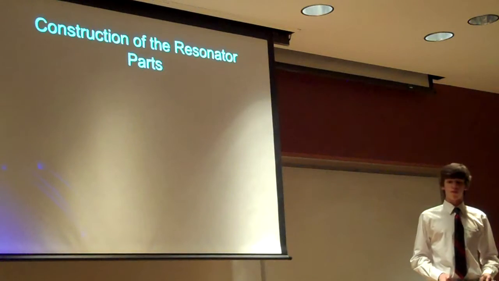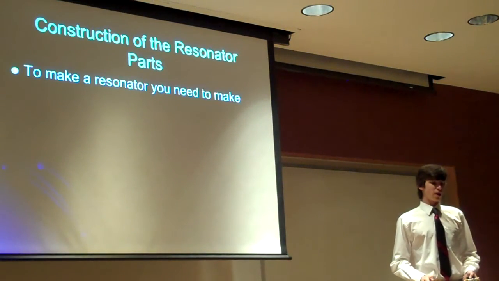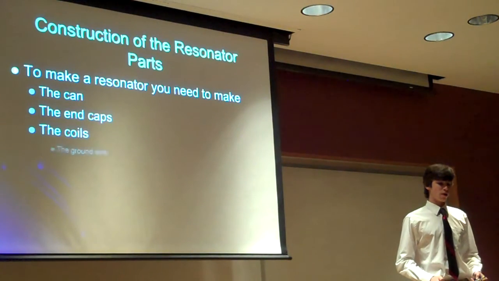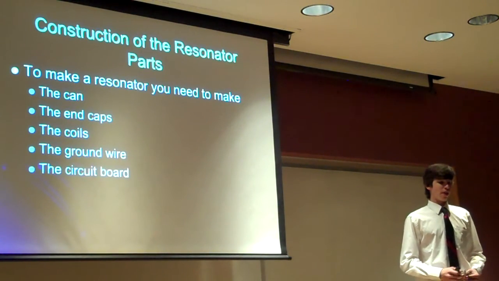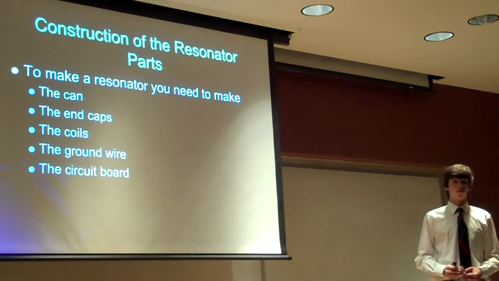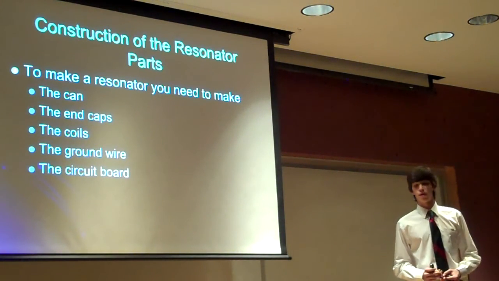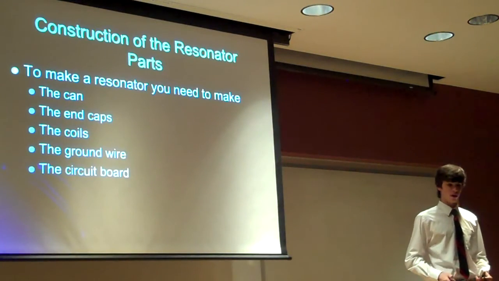So, construction of the resonator parts. To make a resonator, you'll need to make the can, the end caps, the coils, the ground wire, and the circuit board. So the can, end caps, coil, and ground wire, they're all made out of copper. The circuit board too does contain copper, however there are other electrical components on there.